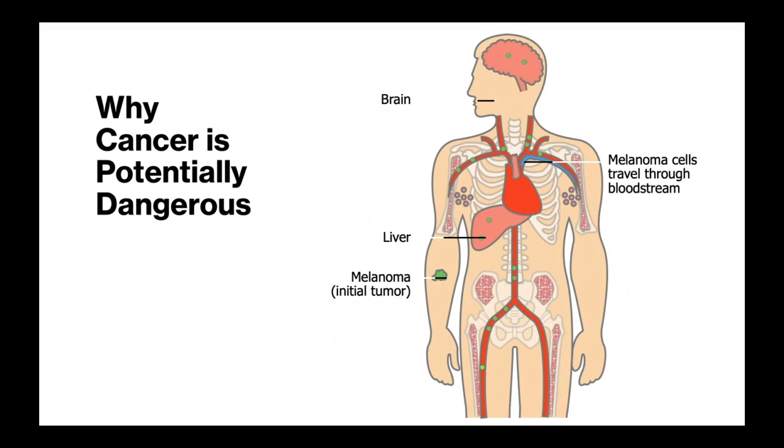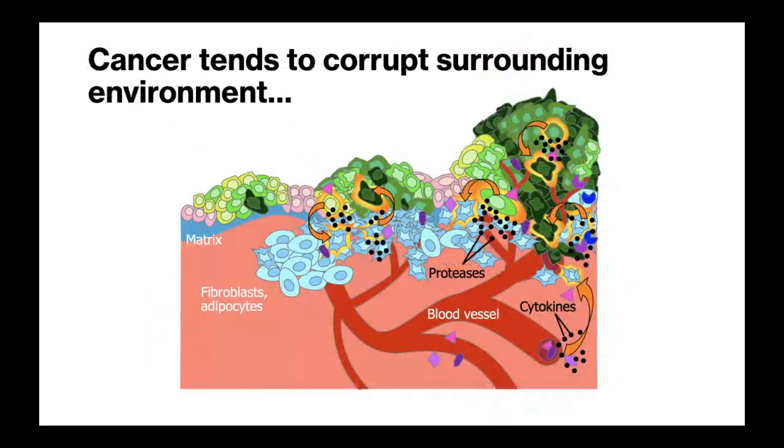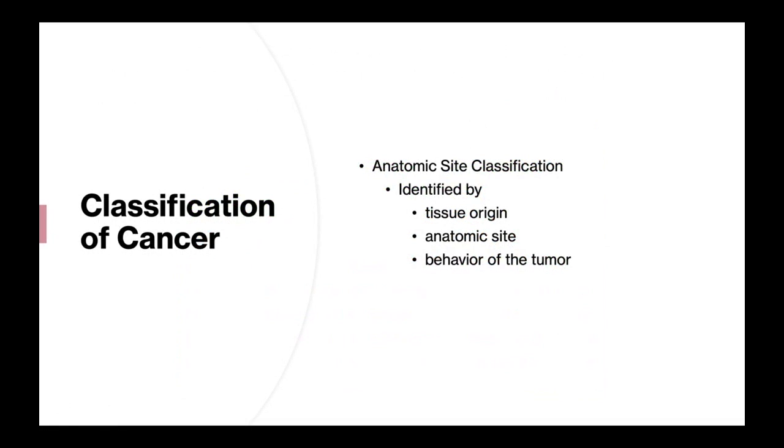Obviously, cancer is dangerous for a number of reasons, right? It's going to travel through to other areas of the body. Let's just keep going. It corrupts the surrounding environment. Don't worry about trying to memorize what it does to proteases, what it does to cytokines, what it does to fibroblasts. Just know that if you look at this mess, it's disrupting the entire matrix around it. So your body around that is not going to respond to anything the way that it should.